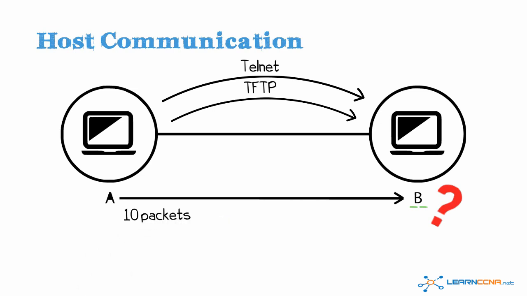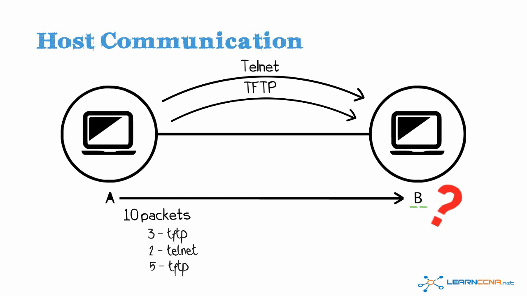You could have telnet traffic mingled with TFTP traffic. So the PC may receive 10 packets. The first 3 packets could be TFTP. Then there may be 2 packets of telnet traffic, and then 5 packets of TFTP. How does host B know which application to forward the traffic to at higher layers?